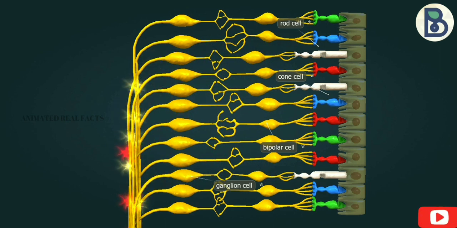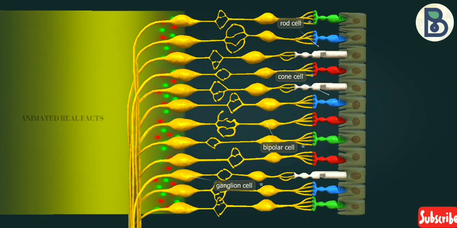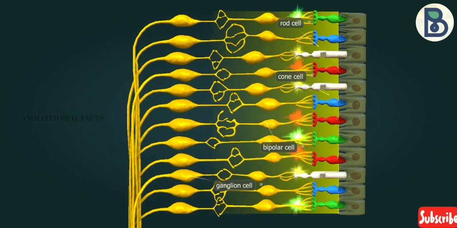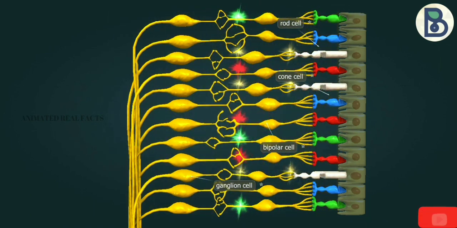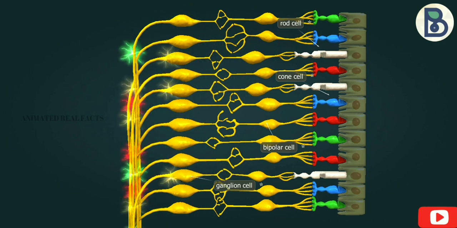The light-sensitive pigment in rod cells is rhodopsin, which consists of a protein called opsin and a vitamin A derivative called retinol. Rhodopsin is sensitive to light of any wavelength. Therefore, rod cells cannot differentiate between colors. The stimulation threshold of rod cells is low. A single photon is enough to stimulate them. Thus, they work in weak light.